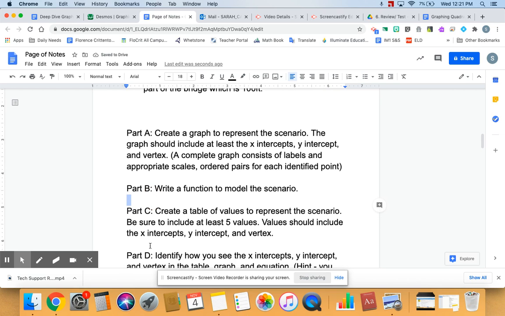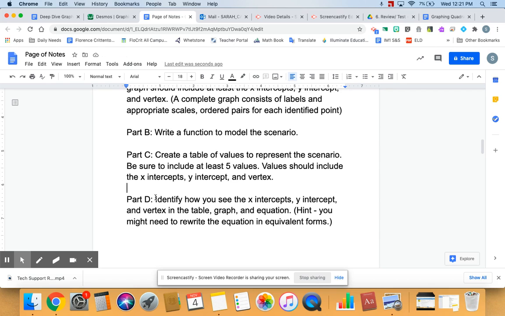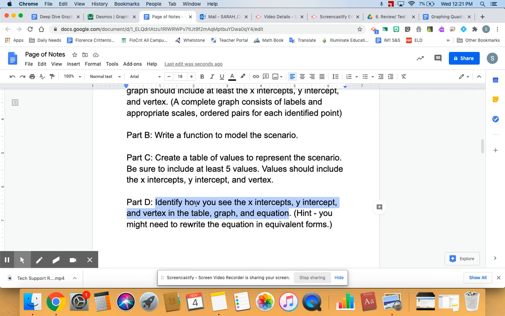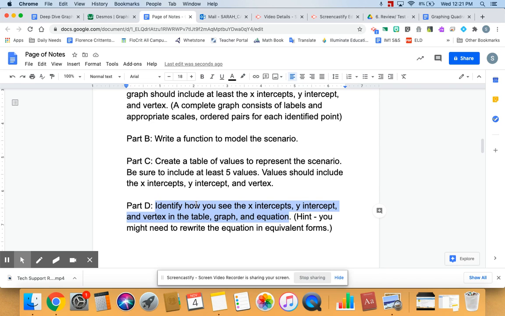Then they want the equation here and the table here. And then this part's weird. It says identify how you see the x-intercept, y-intercept, and vertex in the table, graph, and situation. In the table, you can highlight or circle them and write x-intercept, y-intercept, vertex next to them. Same thing on the graph: if you put the points down, you can write x-intercept, y-intercept, or vertex next to them.